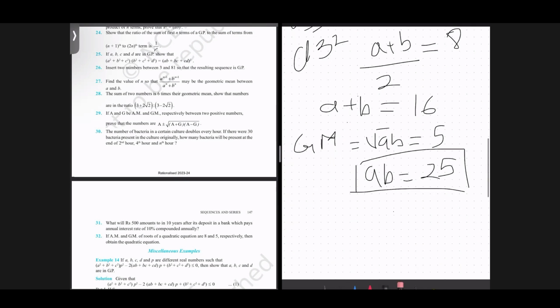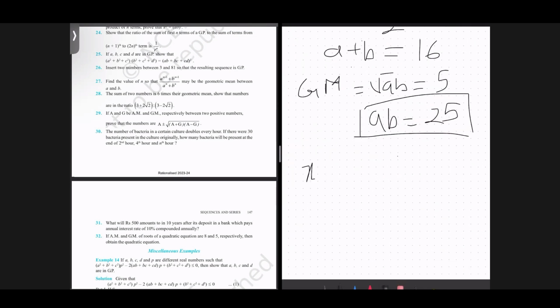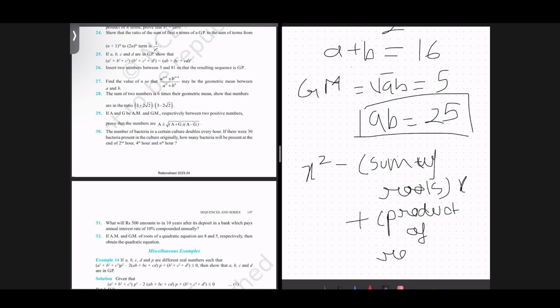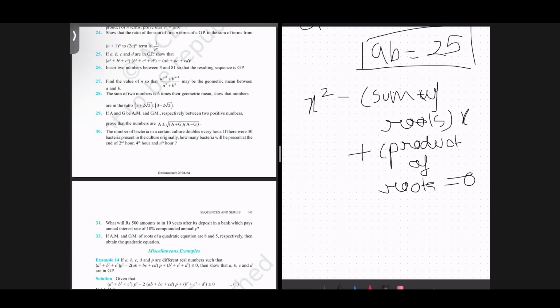Any quadratic equation could be expressed as x square minus sum of roots into x plus product of roots equals 0, right? I'm sorry, this is going to be minus here. This is going to be the equation. So when you plug the values of sum of roots and product of roots into this equation, what you finally get is x square minus 16x plus 25, since the sum of roots is 16 and the product of roots is 25.